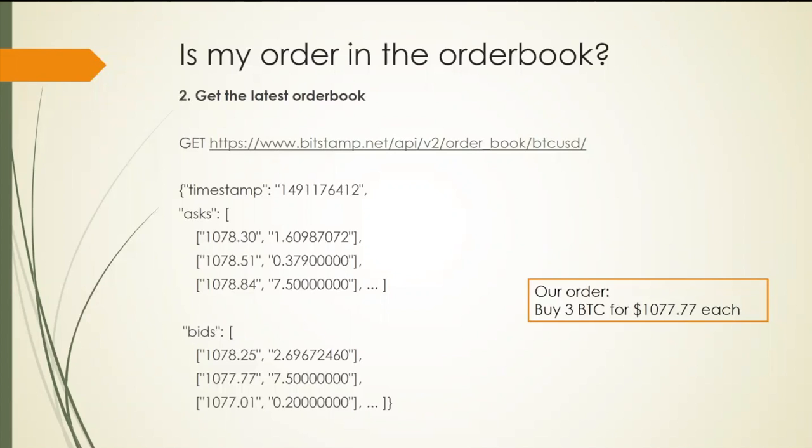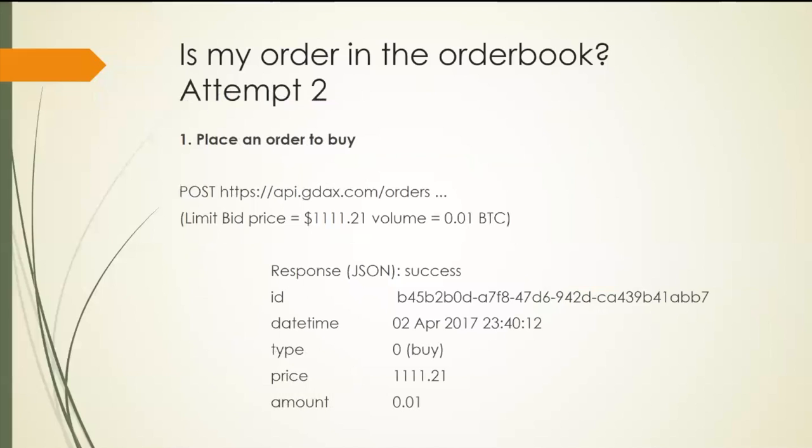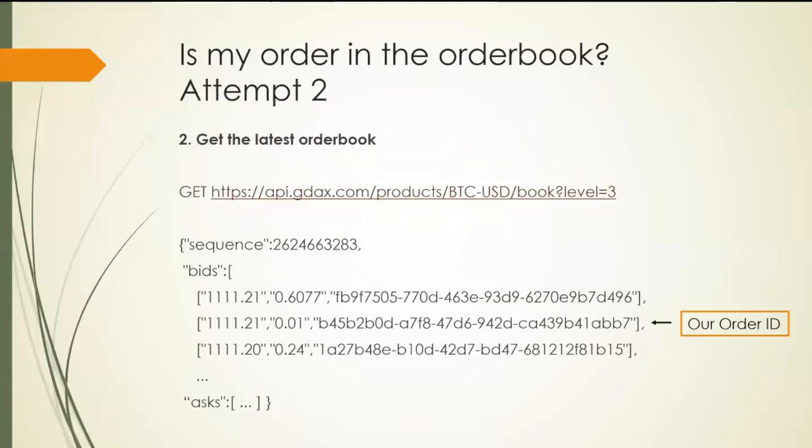Right. So there's a different attempt to fix this problem: GDAX. Let's try to do the same thing at GDAX. What happens there is you make the same POST request, with a different price you want to specify. They give you a big order ID. And then you go look at the books. We can do the same thing here. I can look at the books. Let me see if I can look at that book.